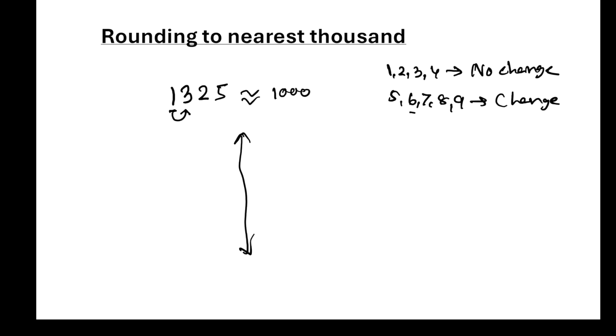Number line representation. We are talking about thousands. This is 1,000. This is 2,000. In between 1,500. 1,325 will be here somewhere. 1,325. So the nearest thousand is 1,000.